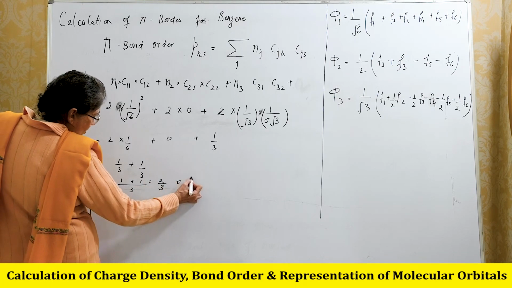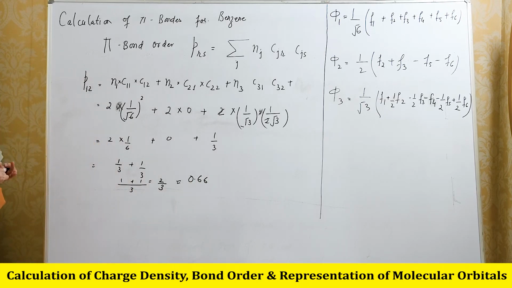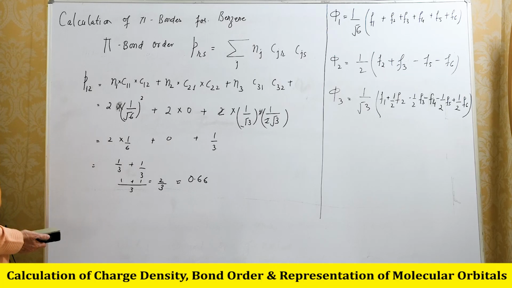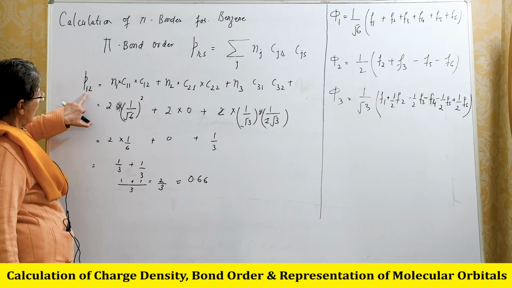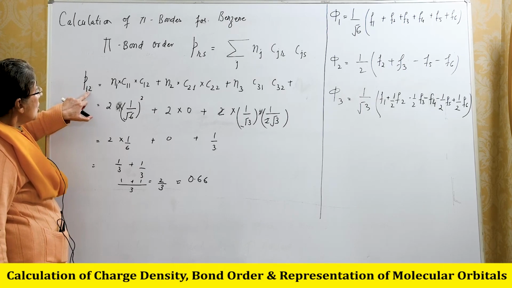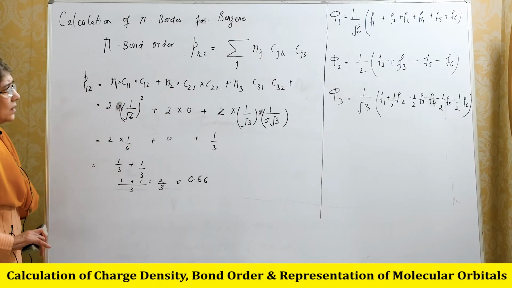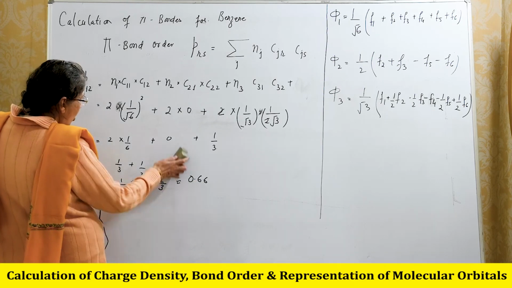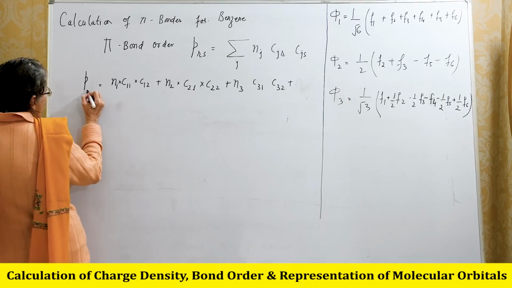That is approximately 0.66. So this is the bond order of 0.66. This is the bond order between the first and second carbon atoms over all the 3 molecular orbitals, and that is 0.66. Now we will calculate for 2, 3.